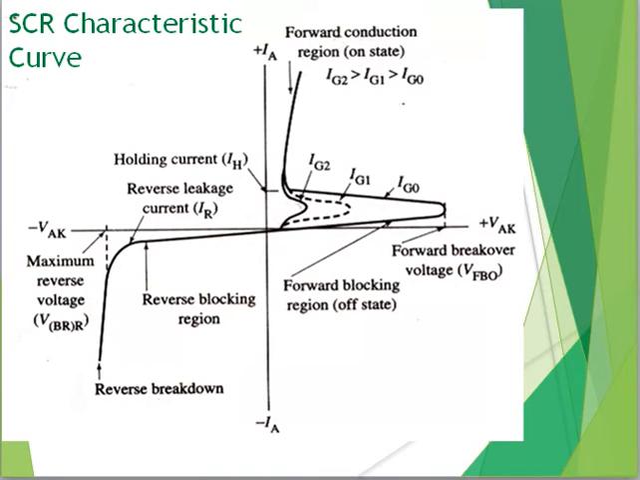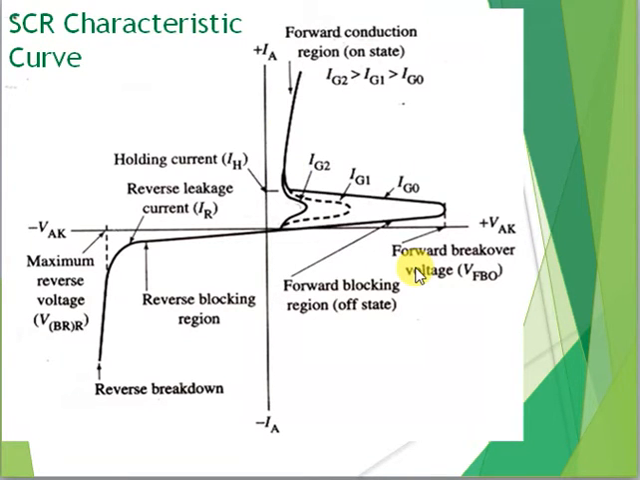Now let's see the VI characteristics of SCR. It is a graph of anode current IA on the y-axis and anode to cathode voltage plotted on the x-axis, as shown in the figure. The VI characteristics can be split into 2 parts, namely forward characteristics, this is forward characteristics, and this is reverse characteristics. Now let's see forward characteristics.